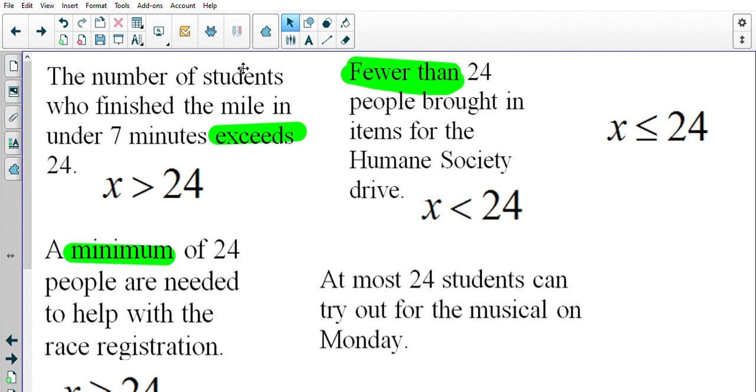And then finally, at most 24 students can try out for the musical on Monday. The phrase we need here is at most. That is going to be the less than or equal to symbol.